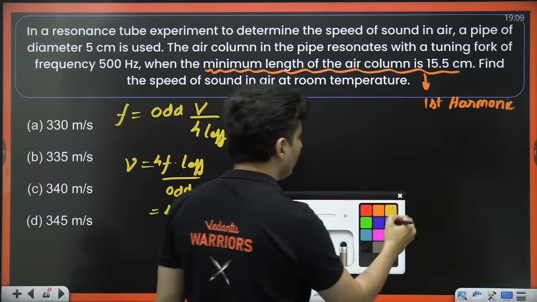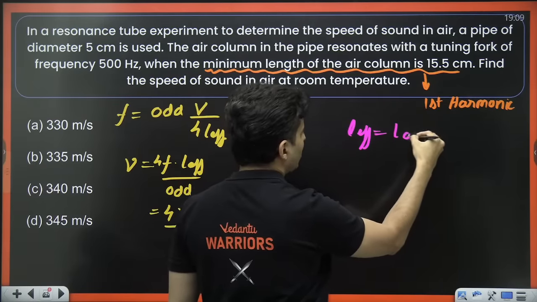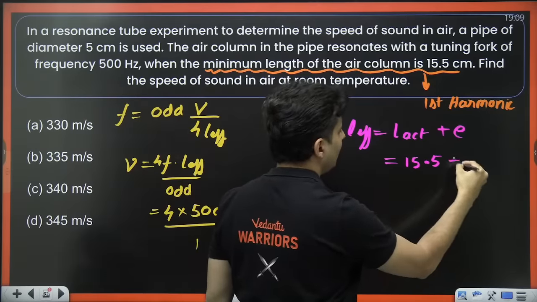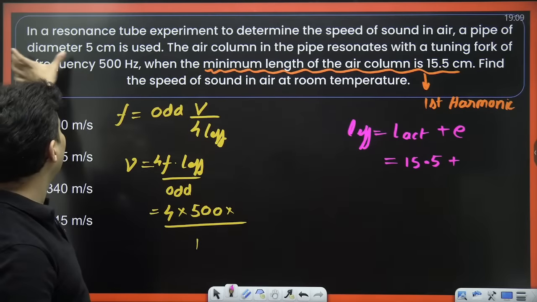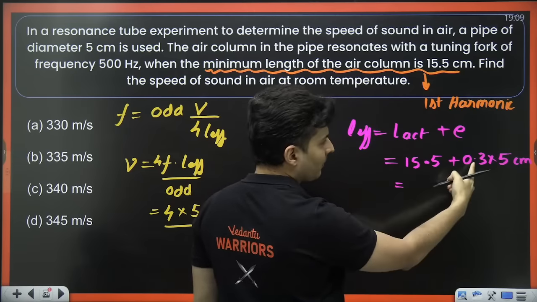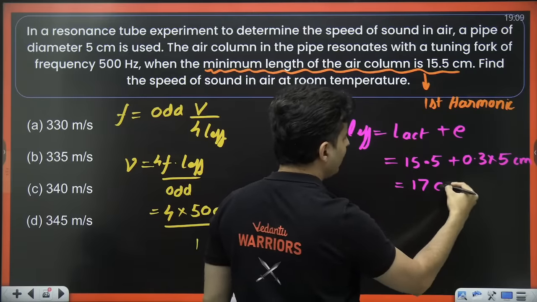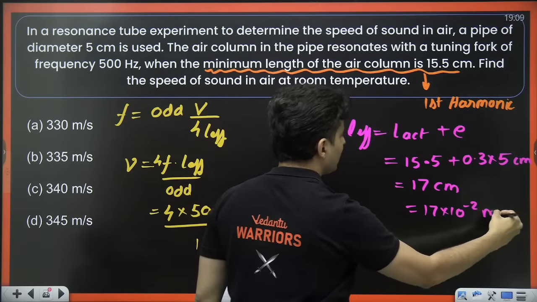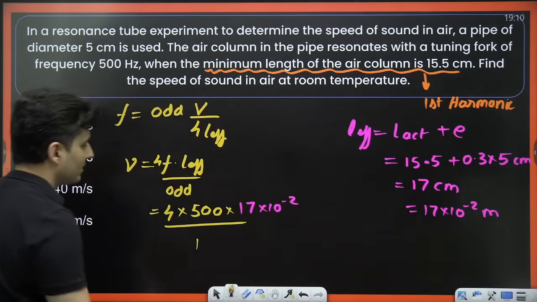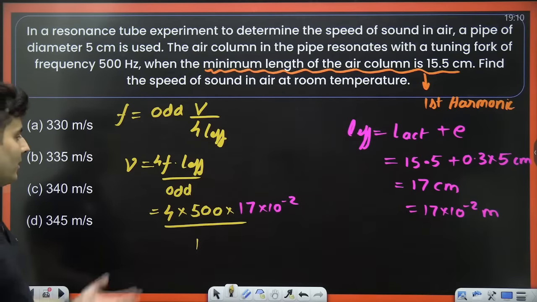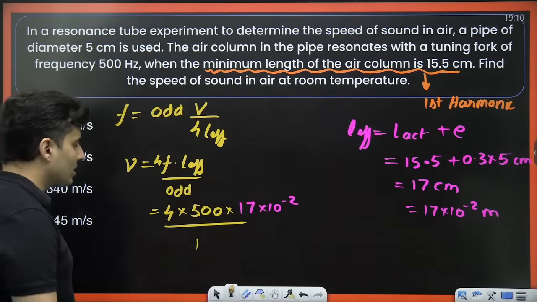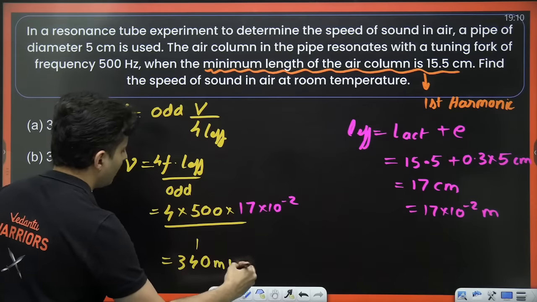So what is that length effective? Well, that length effective is the actual length plus the end correction. What is the actual length? It is 15.5 centimeters plus 0.3 times the diameter. Diameter is also given. Everything in centimeter. So this will become 1.5 plus 15.5. That's 17 centimeters or 17 into 10 to the power minus 2 meters. So the effective length becomes 17 into 10 to the power minus 2. Solve this and see how much do you get, my dear students. Come on. 4 5s are 20 and then into 17, that's 34, and with 10, so 340 meters per second.